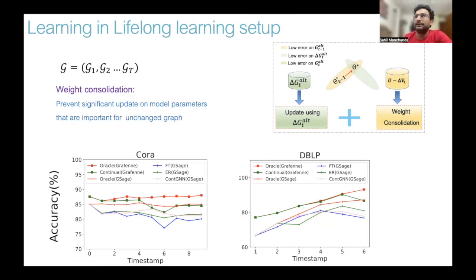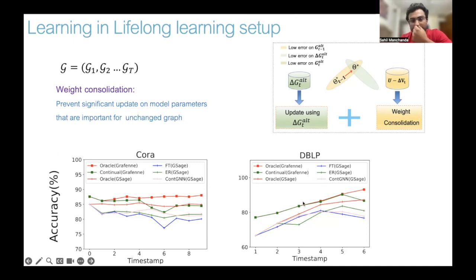Oracle means whenever there is a change in the graph, you retrain the entire graph, right? So we don't want to do that, but it is a way to benchmark the full performance. What we observed was the green color, that is our model, continual graphene. It was able to reach a good performance at different timestamps when the graph was changing.